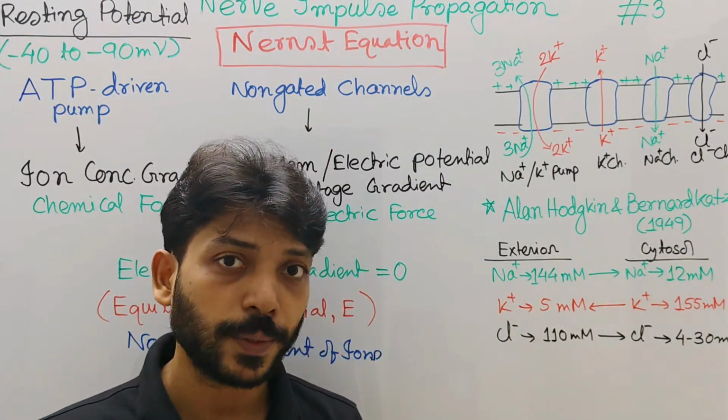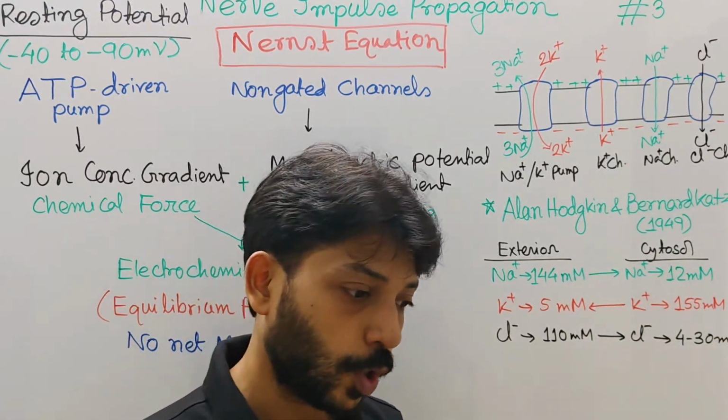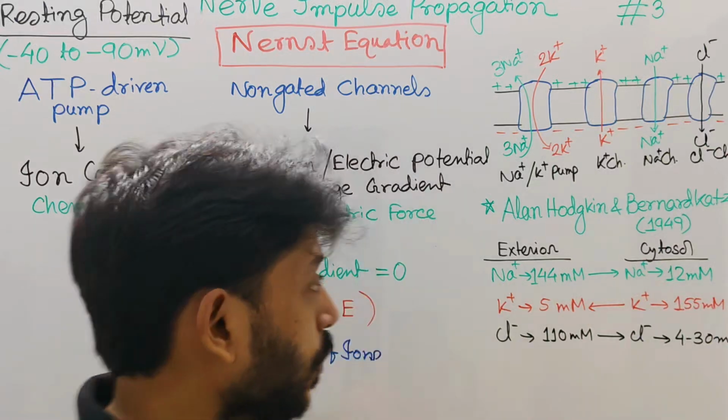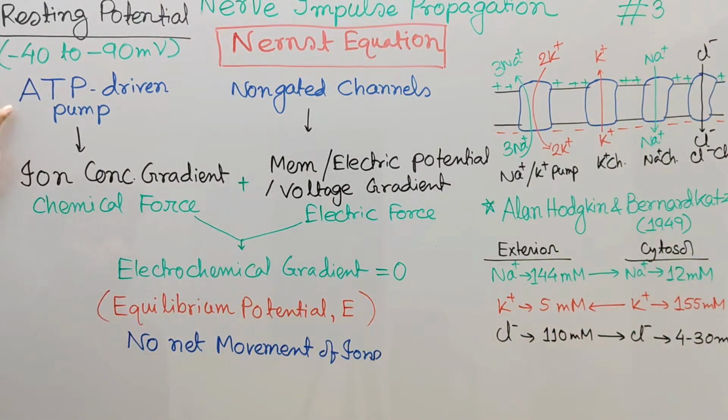Now, why is there a resting membrane potential of neurons? Because of the movement of ions. Now, why is there a movement of ions? Because of the presence of ATP-driven pumps. So this is the first trigger that actually helps in the generation of resting potential.